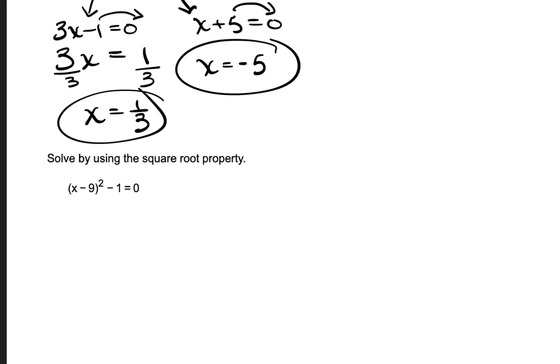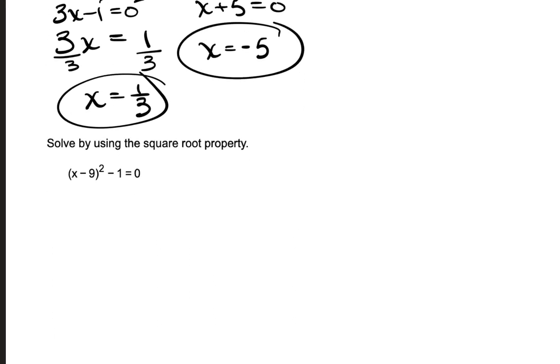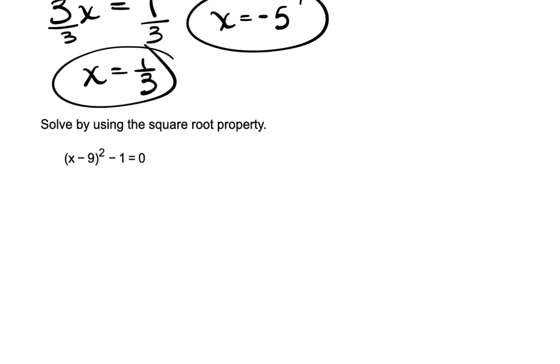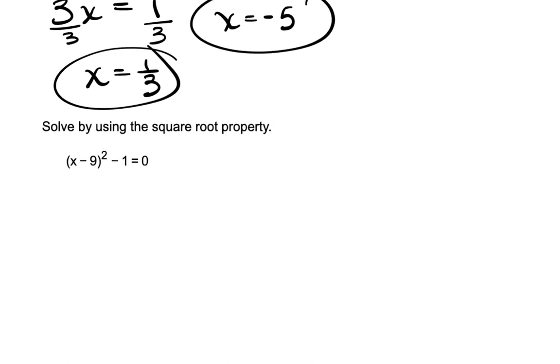Let's move on. Solve by the square root property. Square root property is great, and it's really handy to know how to use it. It's basically saying if we want to use the square root property, we can take the square root of both sides. Well, you don't want to take the square root of this particular problem. If you notice, you have x minus 9 squared. We want to take the square root of that, okay? But you don't want to do it till it's by itself.